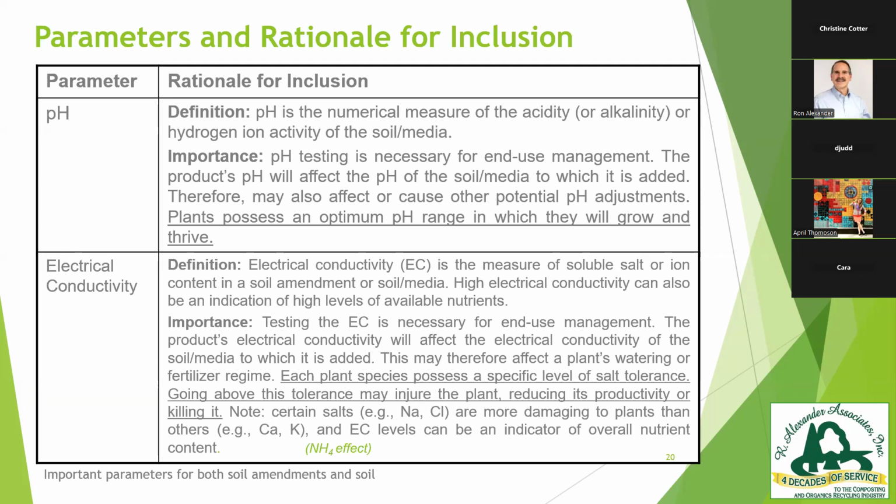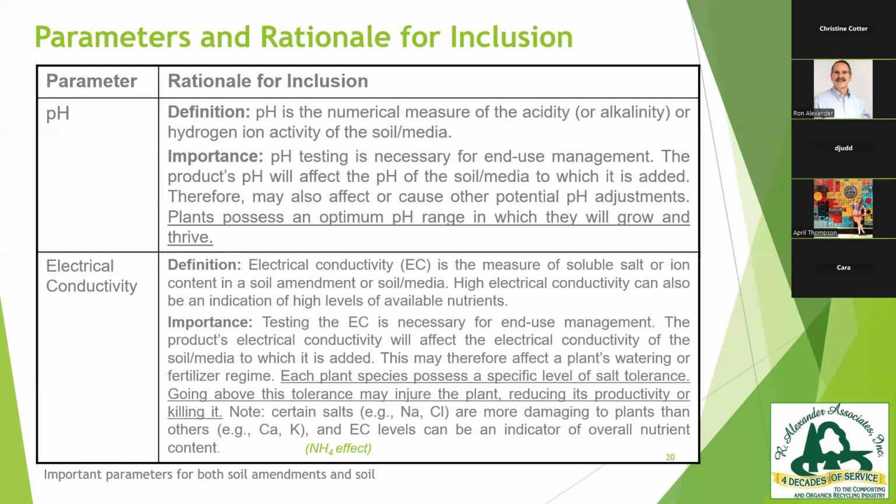But we test for pH. Why do we test for pH? Well, because we know plants have a specific soil pH range that they like to live in. It doesn't mean they can't live outside of the pH range, but they live more efficiently, and they can extract nutrients more efficiently from the soil by living in the pH of soil they like.